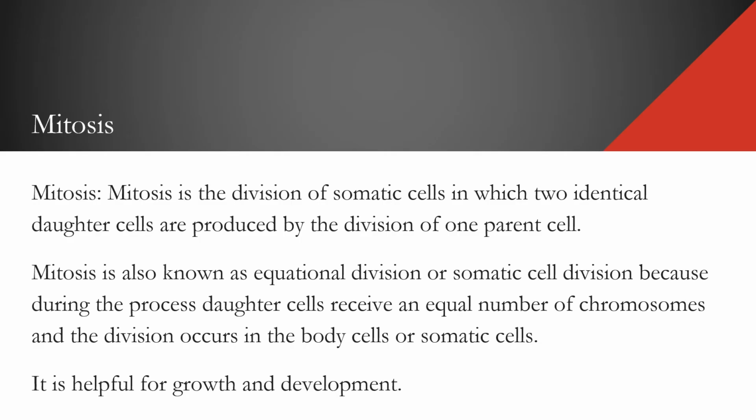Mitosis is the division of somatic cells, in which two identical daughter cells are produced by the division of one parent cell. It is called equational division. Why? Because during the process, daughter cells receive an equal number of chromosomes. It is also called somatic cell division because this division occurs in the body cells or somatic cells. It is helpful for growth and development.